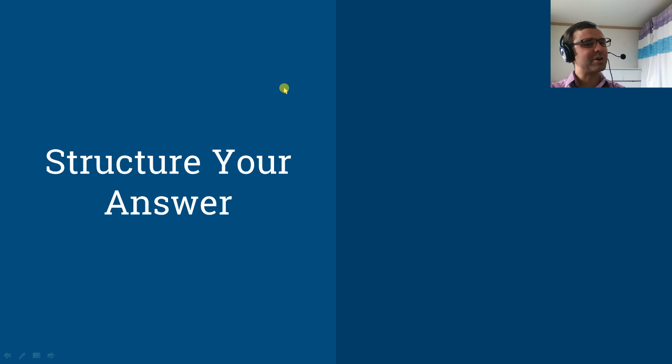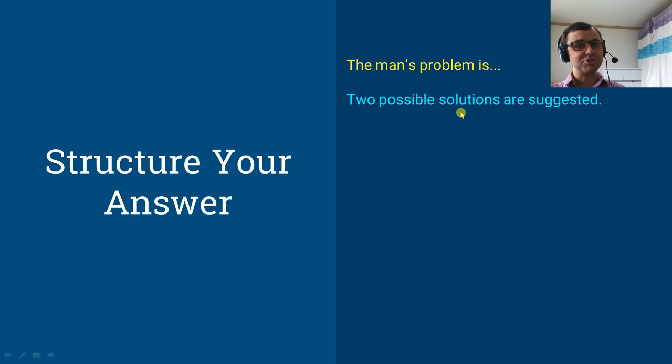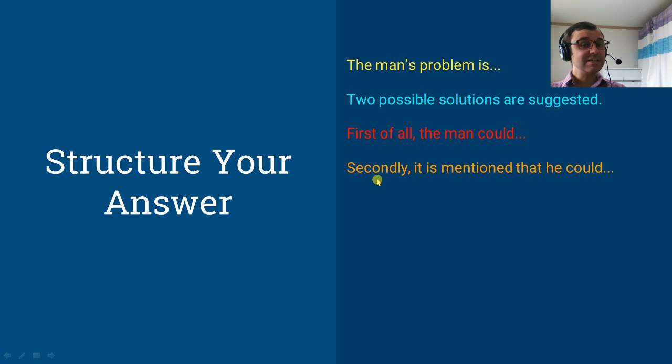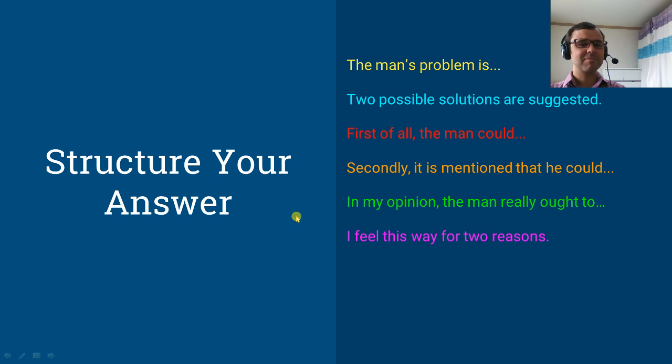So what is the structure for type 5 speaking? Well, it goes something like this. The man's problem is... Two possible solutions are suggested. First of all, the man could... Secondly, it is mentioned that he could... In my opinion, the man really ought to... I feel this way for two reasons. First... Moreover... That's it. You can use this pattern every single time.